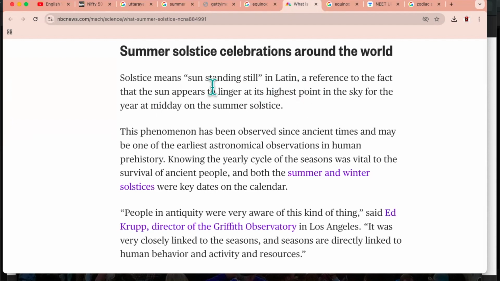So that's why at times it has been said that the sun has been standing still over there, because on the first day it just moves towards the south direction. On the second day it holds on to that point, and on the third day, after holding on for 3 days, it then starts moving in the opposite direction. So that's why solstice means sun standing still.